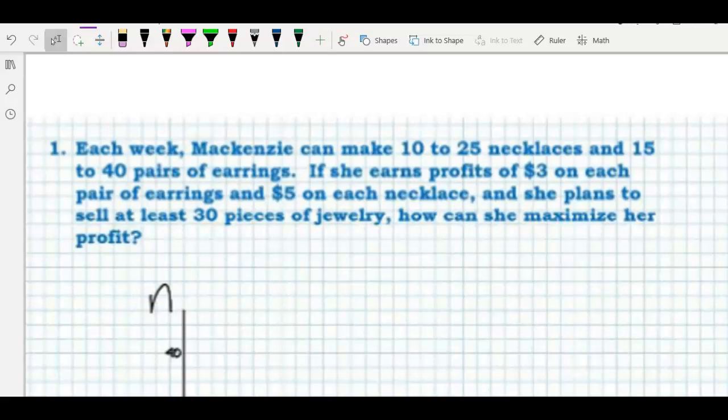And there's a component of maximizing profit. That's the big difference here. We're trying to maximize her profit. We're trying to look at all these constraints and say, okay, which combination is going to give her the best chance of making the most money?